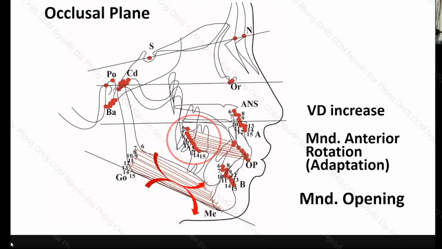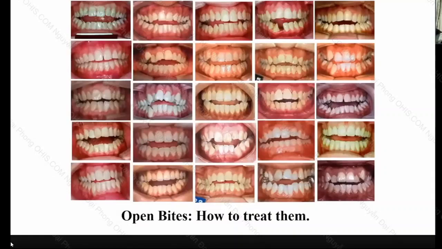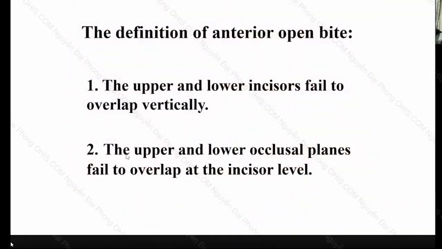This is open bite. So, in the definition of anterior open bite, the upper and lower incisors fail to overlap vertically. This is open bite. And also the upper and lower occlusal planes fail to overlap at the incisor level.